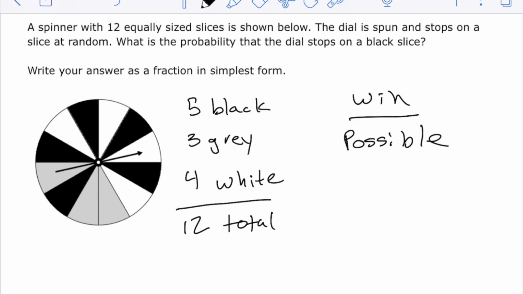And now I just got to think, what is a win? Well, the question says up here that we need to stop on a black slice. That would be considered a win. We have it over here where we've written these colors down. We have 5 total black. And possible, we put there on the bottom, we have 12 total slices of our spinner. So 5 over 12.